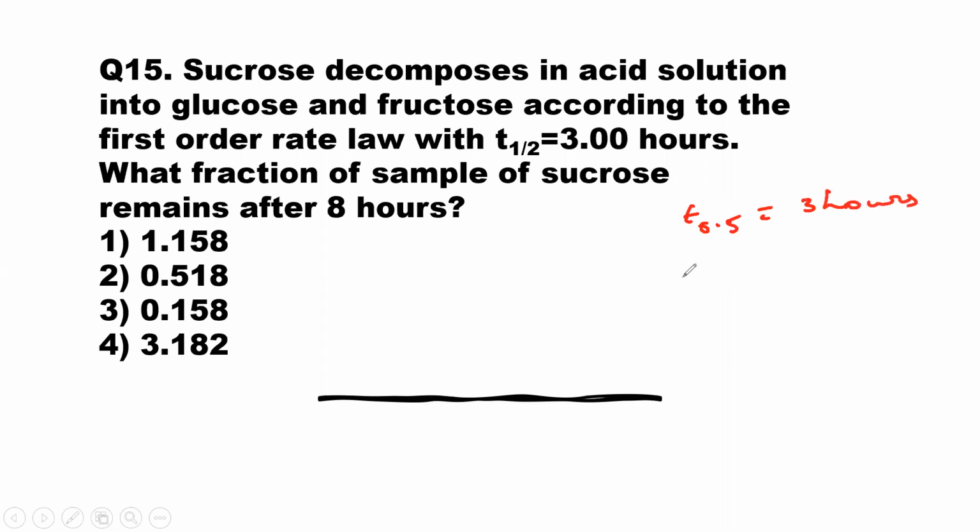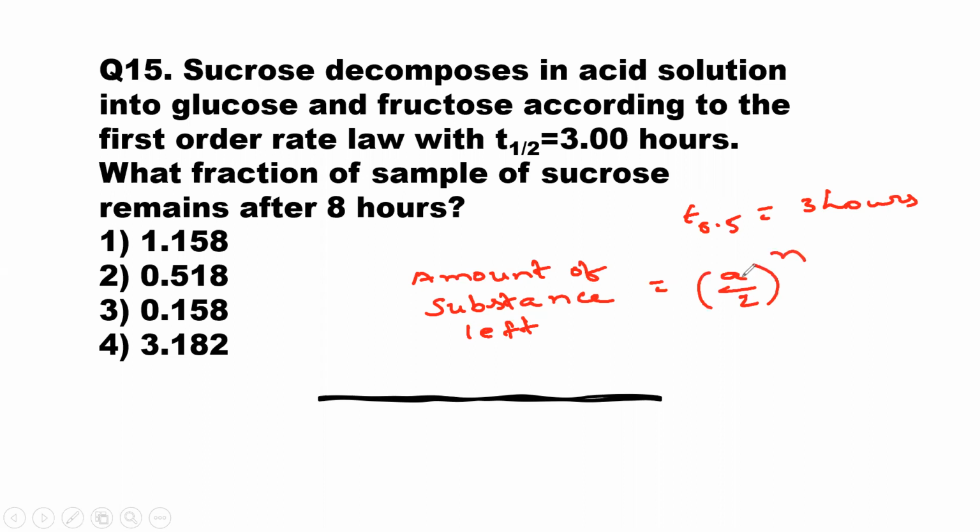So you know the formula: amount of substance left is equal to A by 2 whole power n, where A is called the initial concentration or initial amount, and n is equal to the number of half-lives.